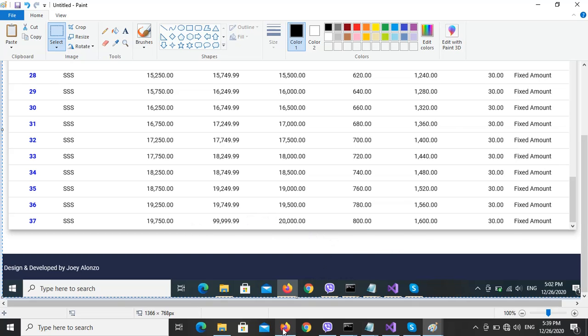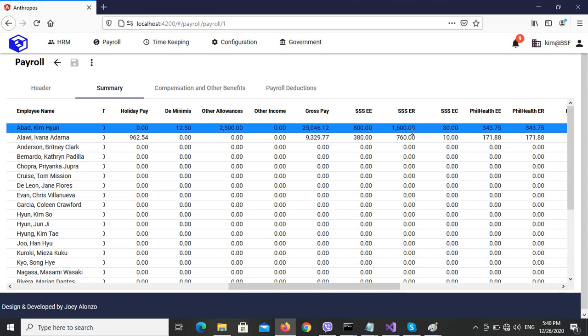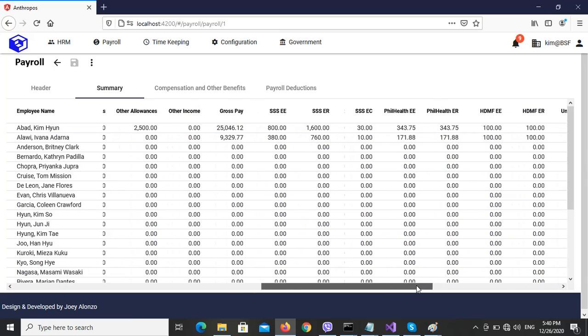So if we now go to the payroll, the employee share is 800 and the employer's is 1,600, and EC is 30. So that means if it is on a per period basis, on the next period, she will not pay anymore, because that is already the maximum. But of course, if it is less than this, we will get the difference, and whatever is the difference will be the one to be paid on the next period. Now let's go to the PhilHealth.